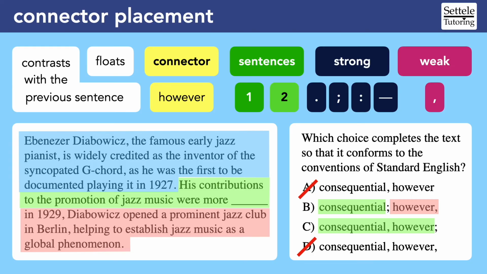For choice B, we'd be looking at sentences 2 and 3, which say, his promotion of jazz was more consequential, but he opened a club that helped spread jazz. That doesn't seem like a contrast. Both of those sentences seem to be about how Diabowitz promoted jazz music. Choice C makes more sense as we summarize sentences 1 and 2. He is known as the inventor of this chord, but his promotion of jazz was more consequential. Basically, he's known for one thing, but he should be known for something else. Choice C is the answer.